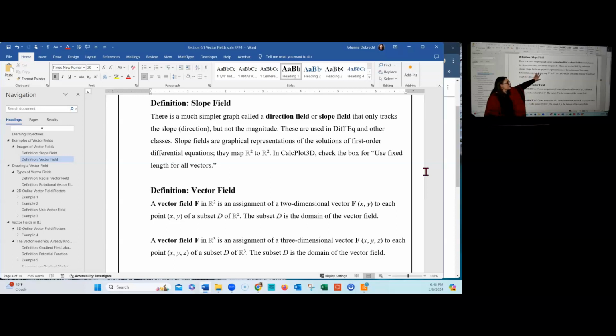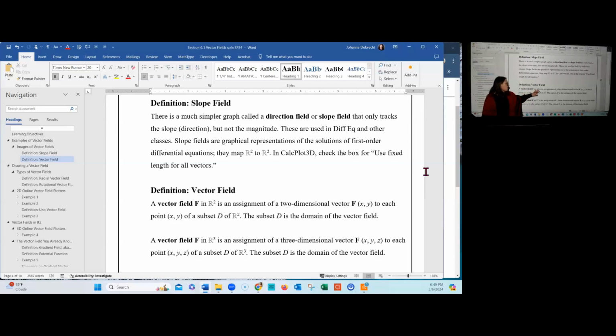These get used quite a bit in differential equations in other classes, and they can be used to show a representation of the solution of a first-order differential equation. We can plot these in CalcPlot 3D by checking the box for used fixed length for all vectors. Let's go ahead and formally define what a vector field is.